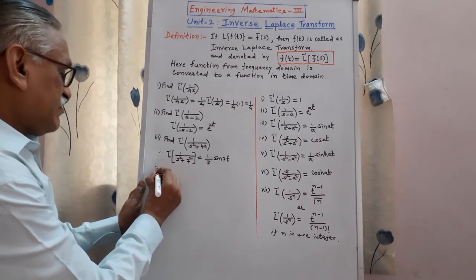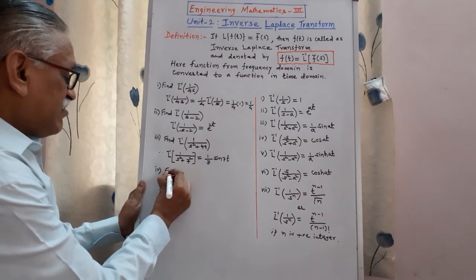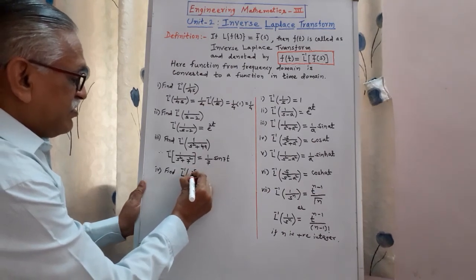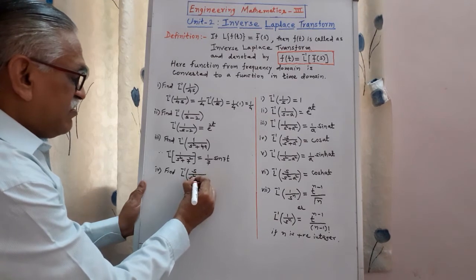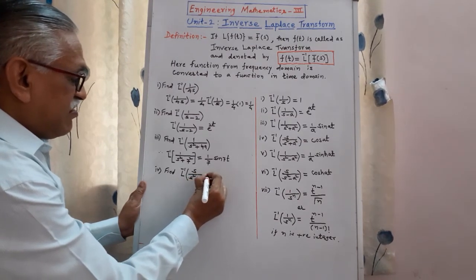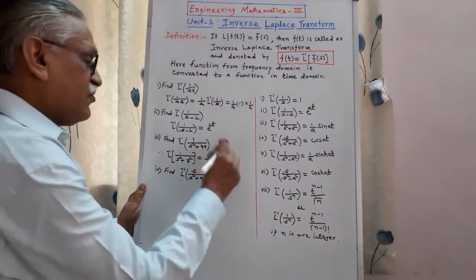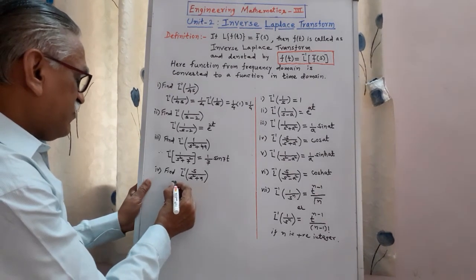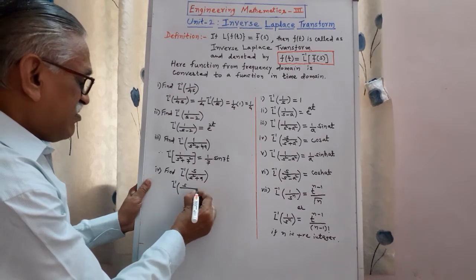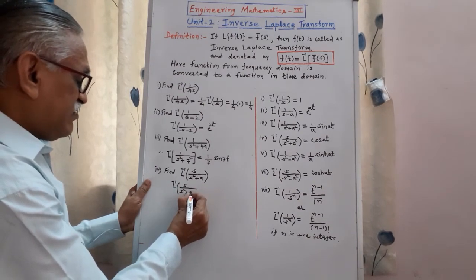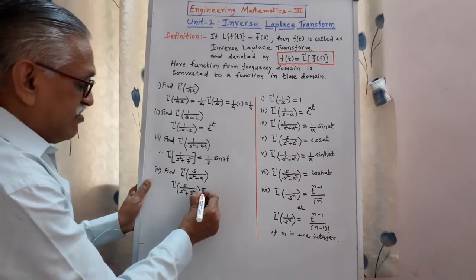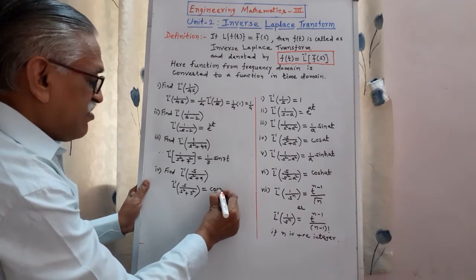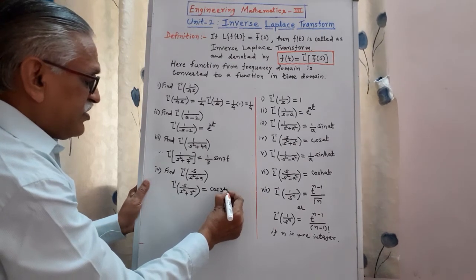Fourth, find inverse Laplace of s upon s square plus 9. 9 means 3 square, and therefore applying this result, it is inverse Laplace of s upon s square plus 3 square, and as per this result, it is cos of at, where a is here 3, therefore cos of 3t.